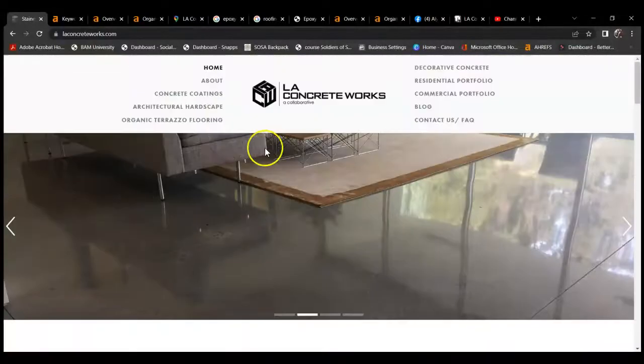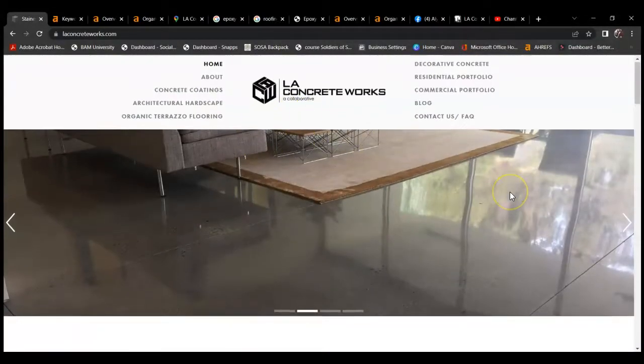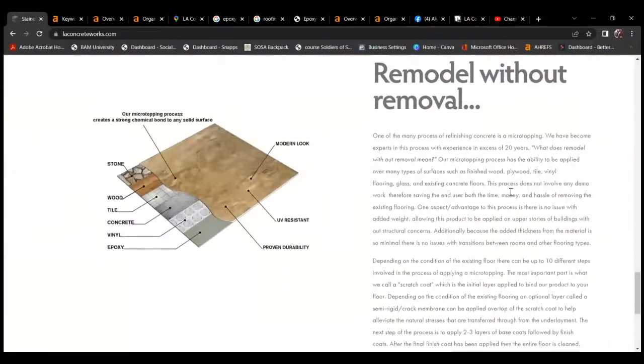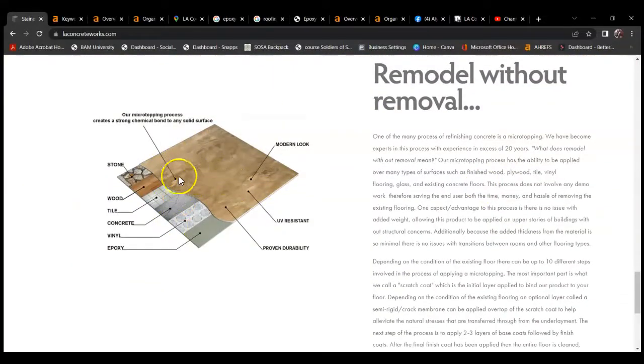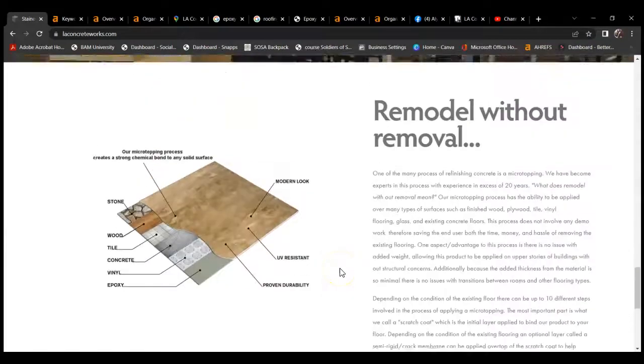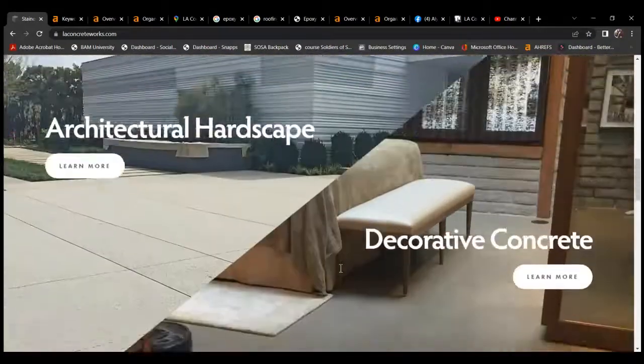I also noticed there was just a lot of different stuff here. Also, you show how you kind of do a remodel without a removal. That is pretty nice. I'm pretty sure many clients like that. But there was a couple things that I noticed.